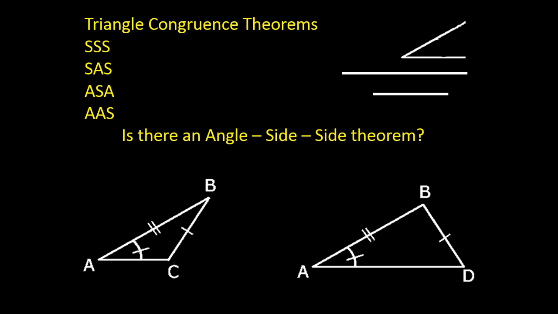If you look at these two triangles, they both have a congruent angle. They both have a congruent side that's adjacent to that angle. That's the one that's marked with 2 tick marks. And they both have a congruent side opposite that angle. That's the side that is marked with 1 tick mark. But the two triangles definitely are not congruent. So there is no such thing as an angle-side-side theorem for proving that two triangles are congruent.